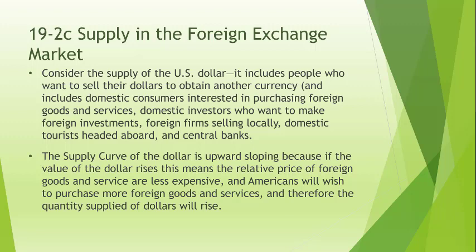So the supply here will be upward sloping, because if the value of the dollar rises, it means the relative price of foreign goods and services is less expensive. And Americans will wish to purchase more foreign goods and services, and therefore the quantity supplied of dollars will rise. So as the dollar goes up in value, it means that people will want to supply more US dollars, basically, for other currencies.